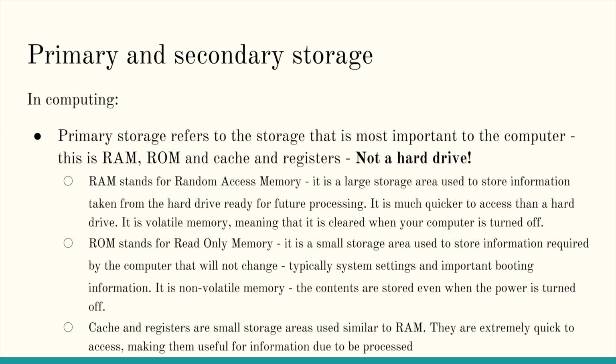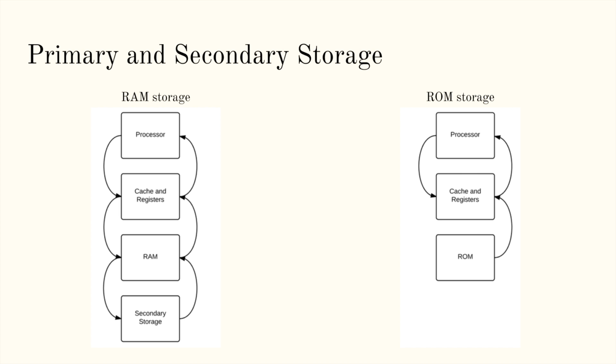Cache and registers are small storage areas used similar to RAM. They are extremely quick to access, making them useful for information due to be processed. So these sit right next to the processor, and they allow the processor to store small bits of information to process really quickly. And here's a diagram of the different storage.